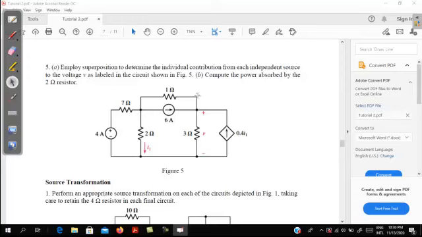Then we need to find the power absorbed by the 2 ohm resistor. So we find V, then we find the power that is dissipated in the resistor. Remember here you have a dependent source, 0.4 I1, and this is I1, the current that is flowing in the 2 ohm resistor.